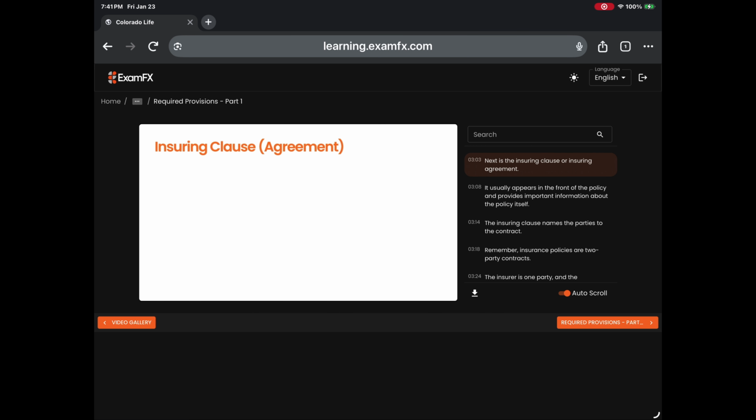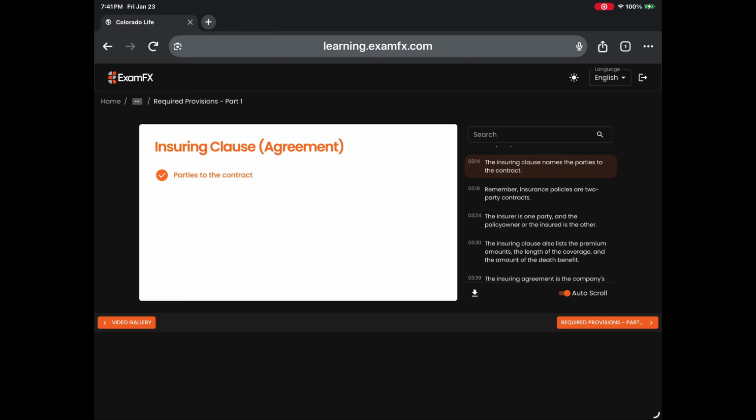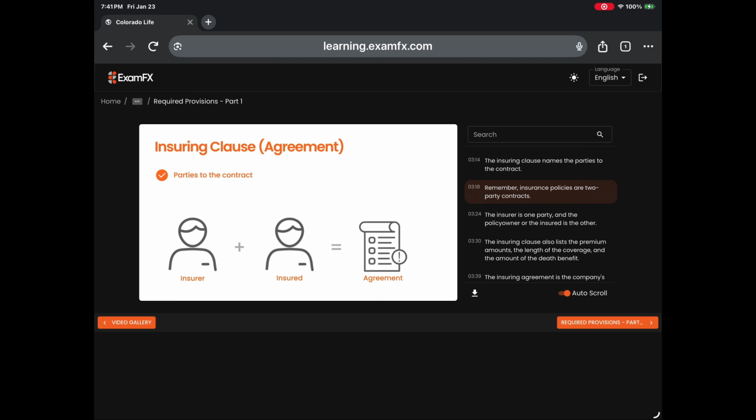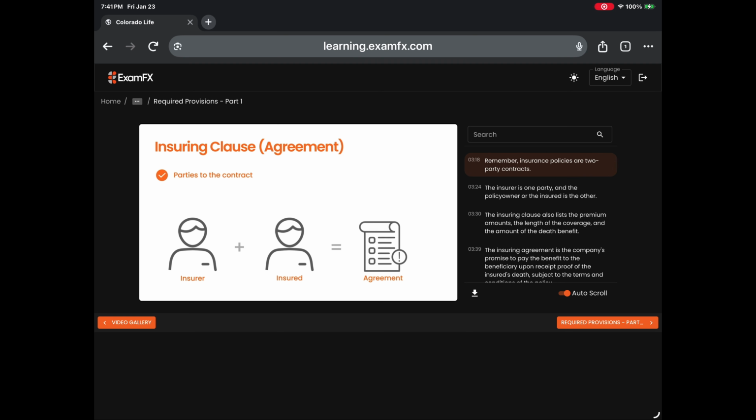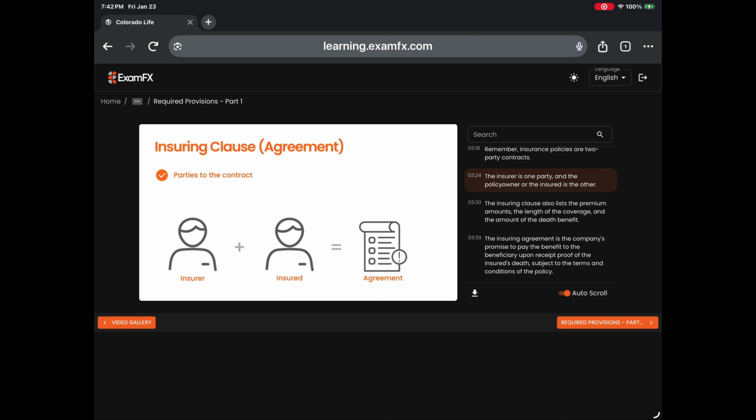Next is the insuring clause or insuring agreement. It usually appears in the front of the policy and provides important information about the policy itself. The insuring clause names the parties to the contract. Remember, insurance policies are two-party contracts. The insurer is one party, and the policy owner or the insured is the other.